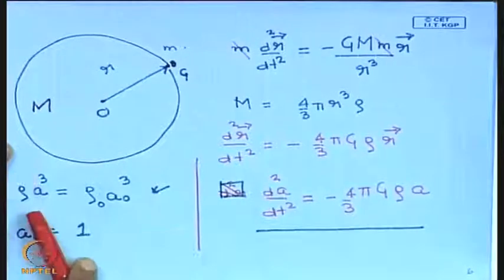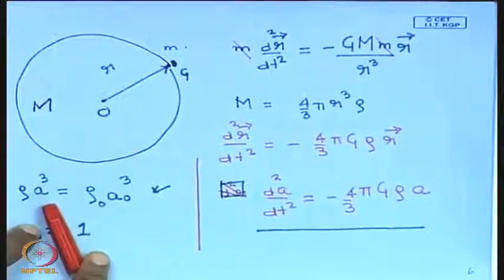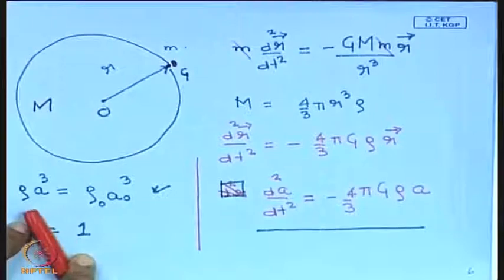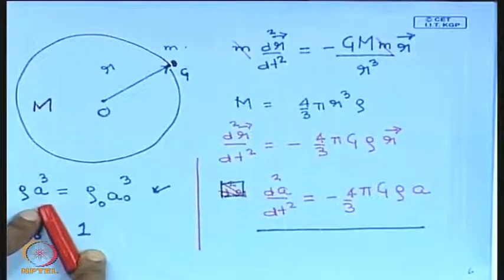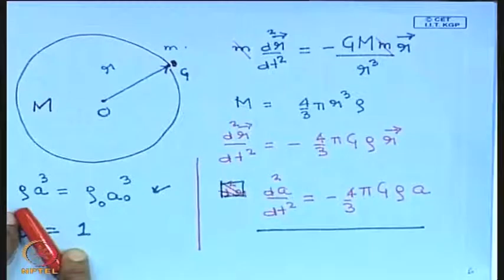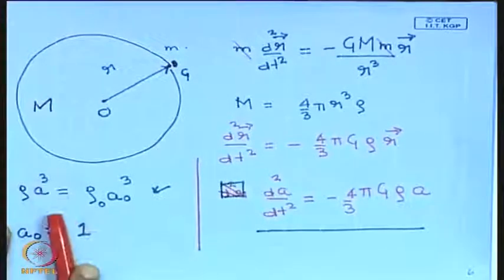In addition to this, you also have the fact that rho into a cube is a constant. This is the conservation of mass. As the universe expands, the length scale increases proportional to a, and the total mass in some region has to be conserved. So, the volume of that region increases as a cube. So, the density has to fall as 1 by a cube because the mass has to be conserved.